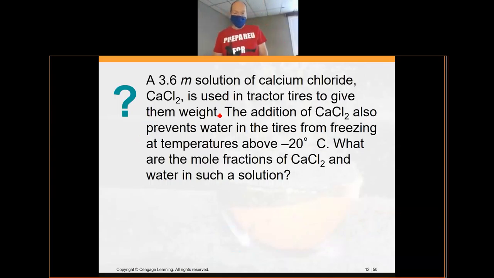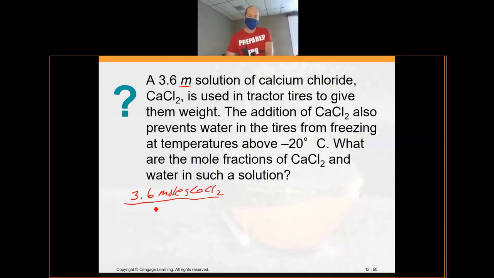All right, let's do this one last problem. We have a 3.6 little m. Little m means absolutely nothing. You must know what to put. 3.6 moles of calcium chloride per kilogram of water. So you have to be able to go from this little m to moles of the calcium chloride per kilogram of water.